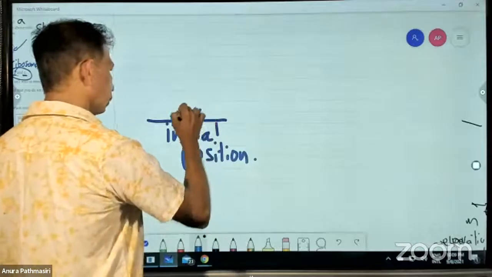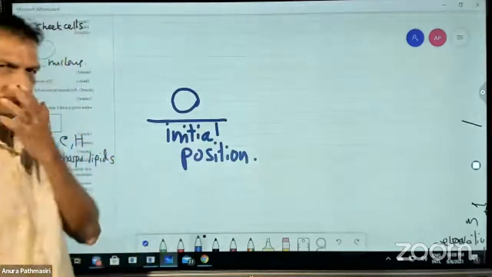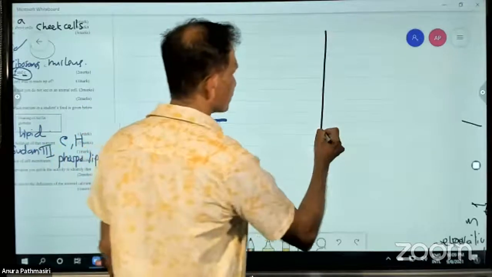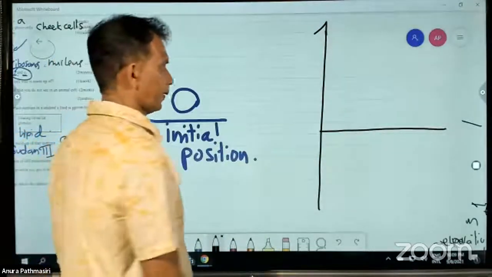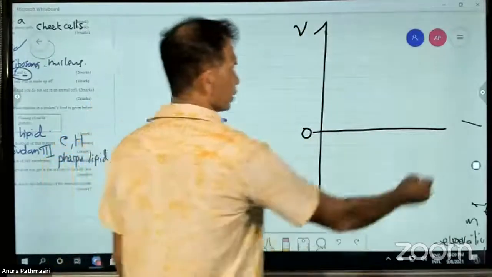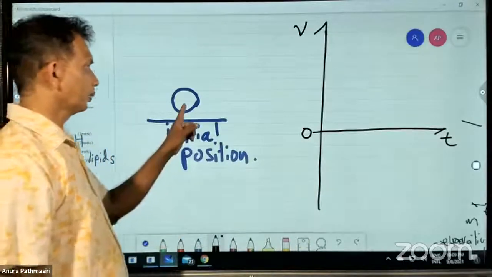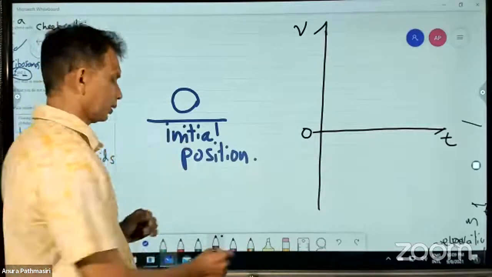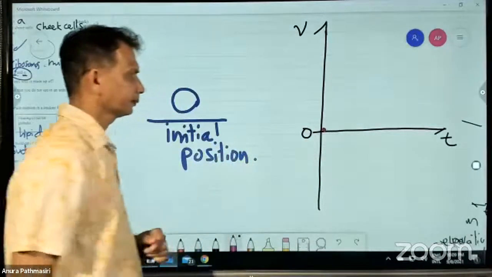The ball is in the initial position, and I'm going to make the graph representing this one. This is zero velocity, this is time. Now, the velocity is 0. It does not have initial velocity. Therefore, the graph, we are going to start from here.